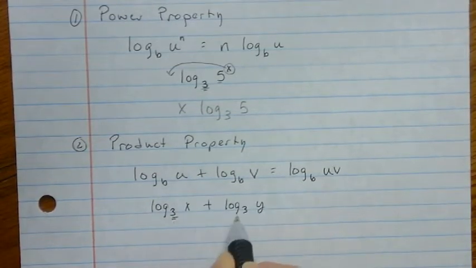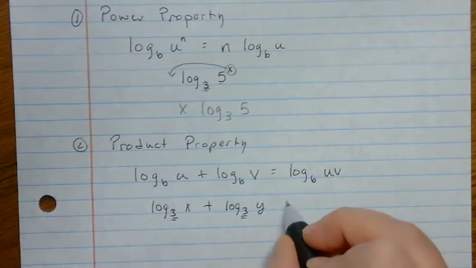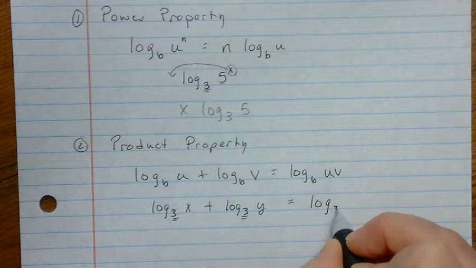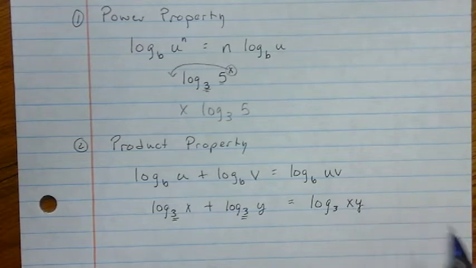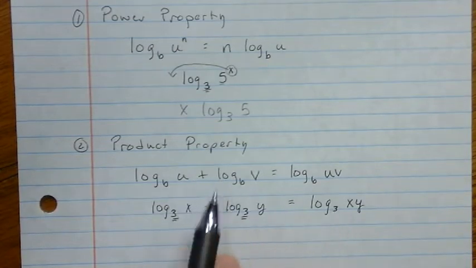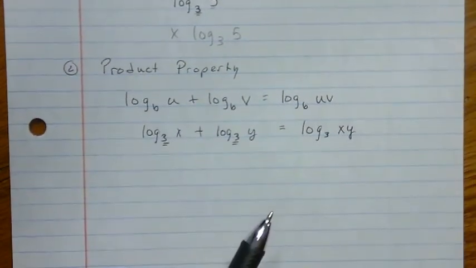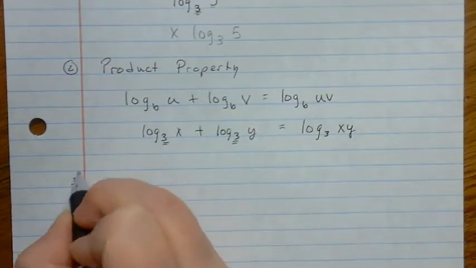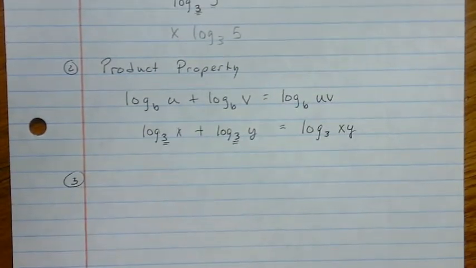See how these are both the same base value? Then I could combine them and make it 1 log base 3 of x times y. And I think you'll see a little later as we get going why addition and multiplication are tied together. I'll try to tie that together for you. Okay, number 3 is the quotient property.